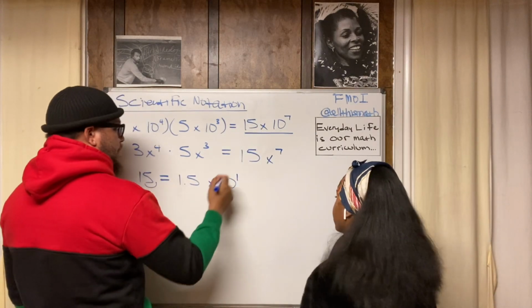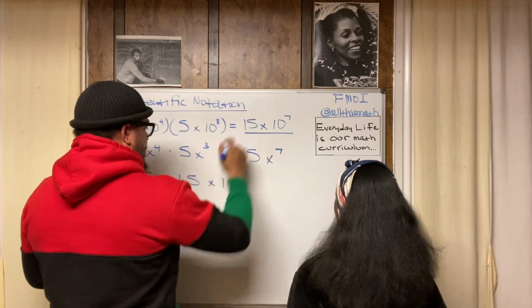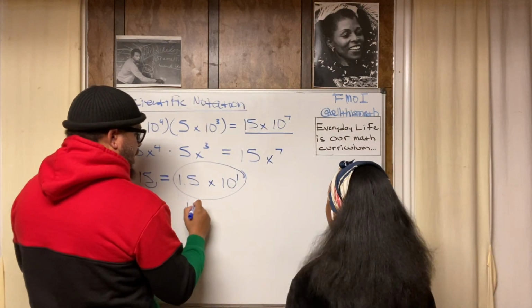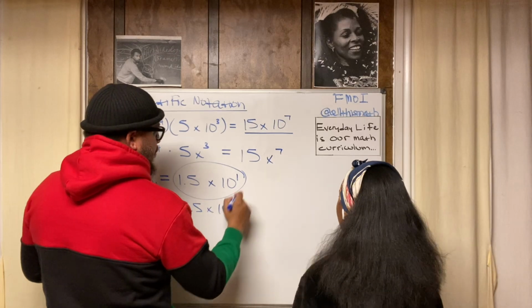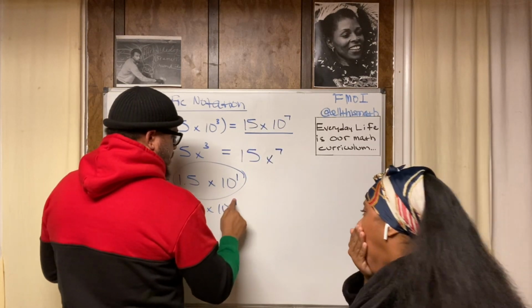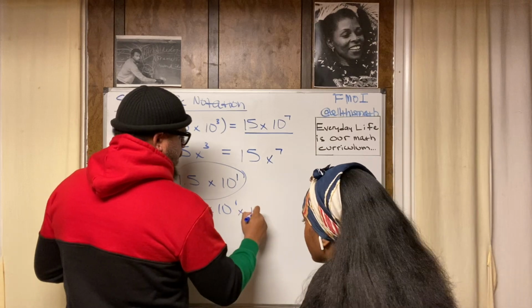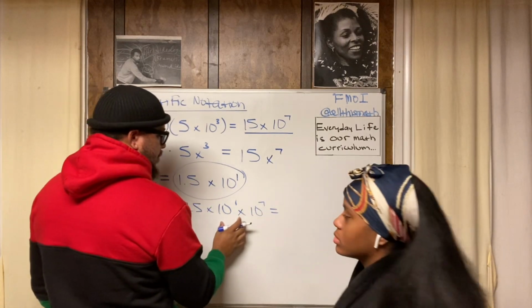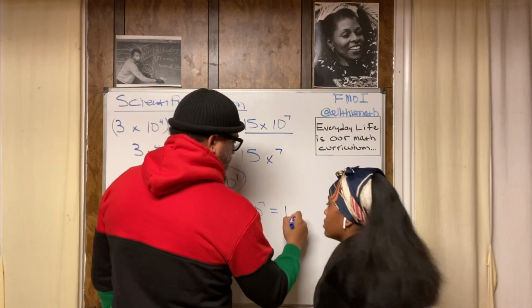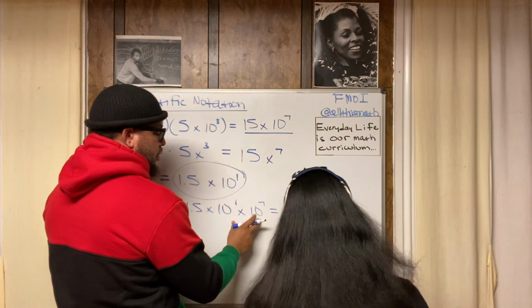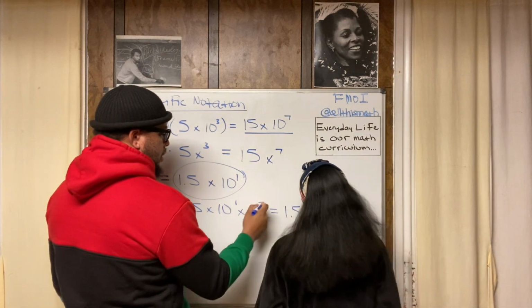So this is what will happen. Instead, we replace 15 with this right here. So that's going to be 1.5 times 10 to the 1st times 10 to the 7th. Now we're going to have 1.5 times, use the multiplication property for exponents. What happens to the 1 and the 7?